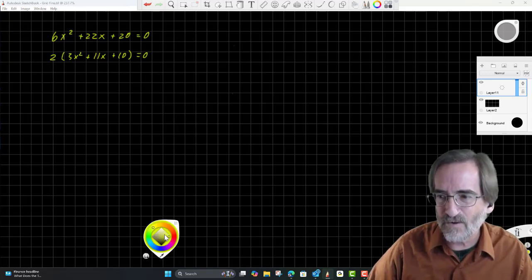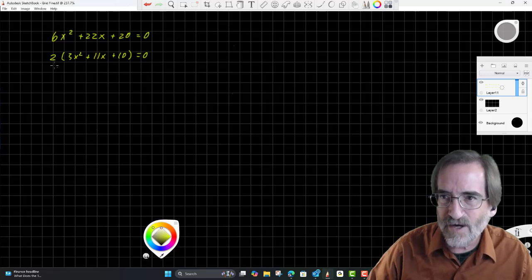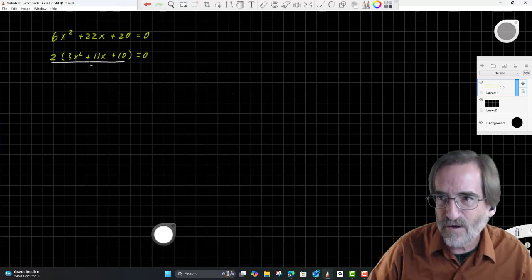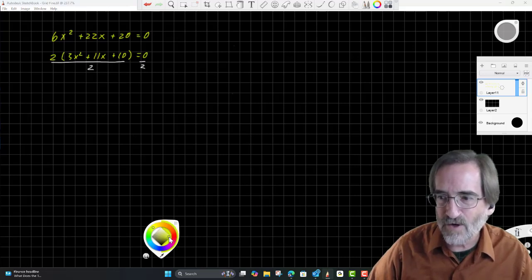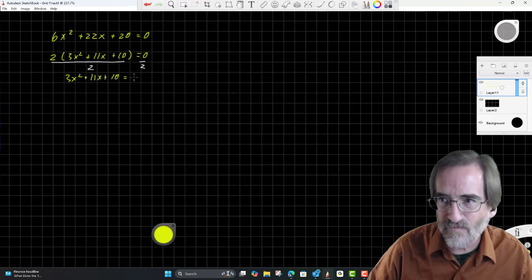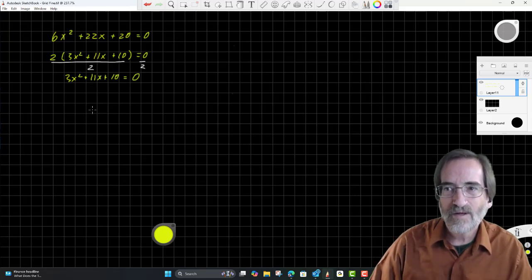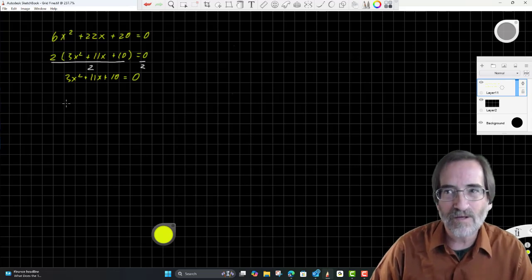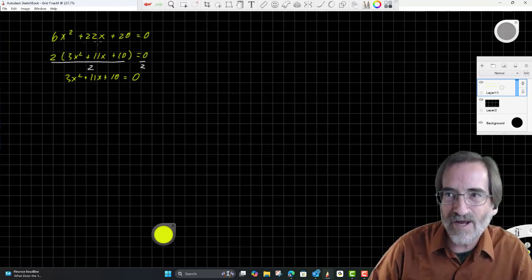I'm going to do something a little different. I'm going to divide both sides by 2. It won't change the solution to the problem, but it'll simplify things. The 2 just cancels or disappears. This is the same as solving 3x squared plus 11x plus 10 equals 0 divided by 2, or 0. So the 2 is just gone. We could also have thought of dividing every term by 2 if we wanted to.